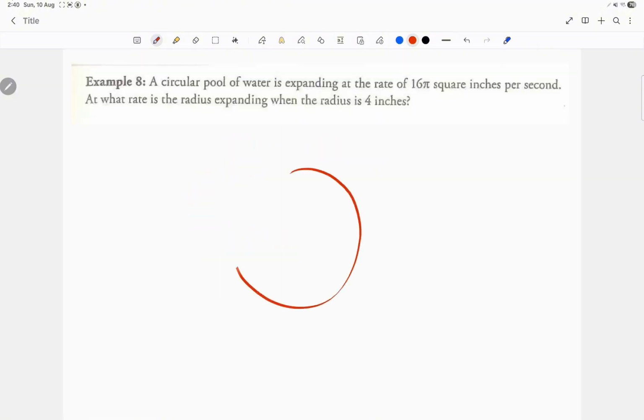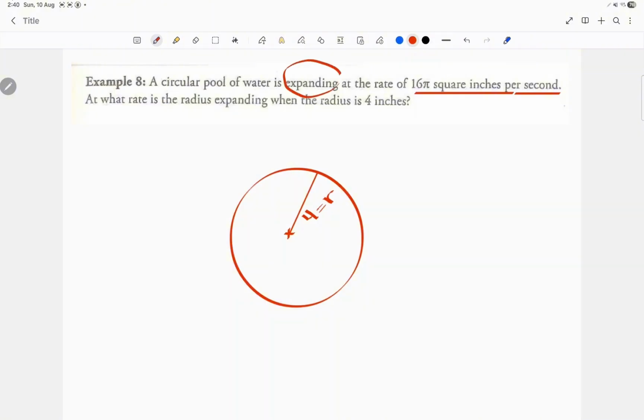Here we have a circular pool of water whose radius is 4. This pool of water is expanding at the rate of 16 pi square inches per second. What do you mean expanding? Expanding means changing.